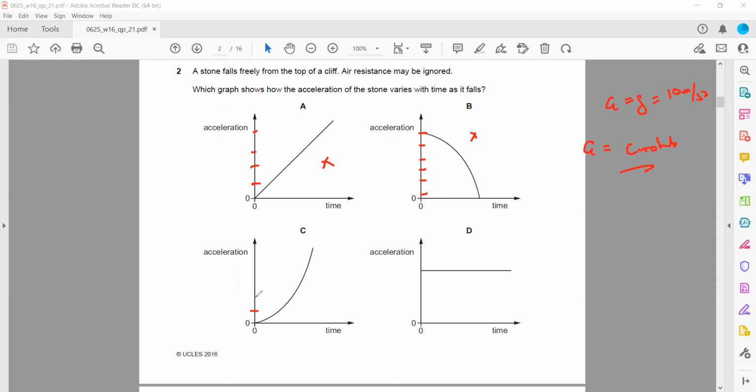For C, the value of acceleration is also increasing. So for D, the value of acceleration is constant. A horizontal line means the acceleration is constant, so D will be the right answer.